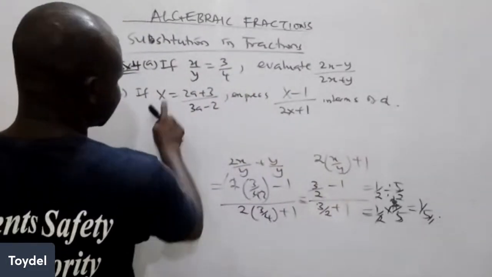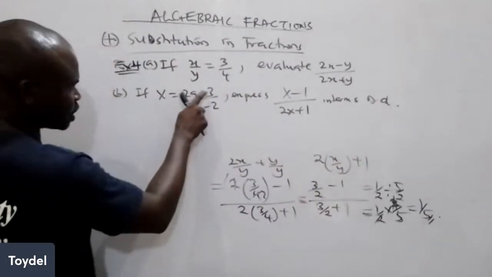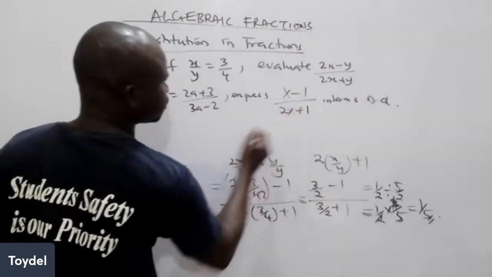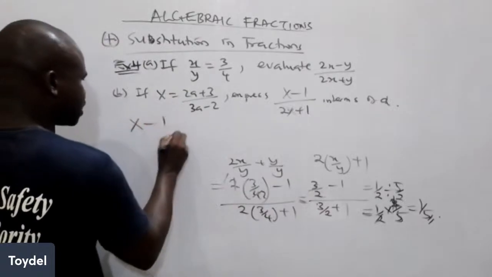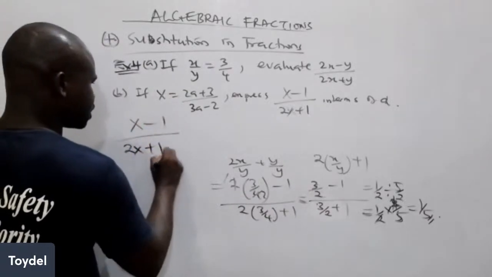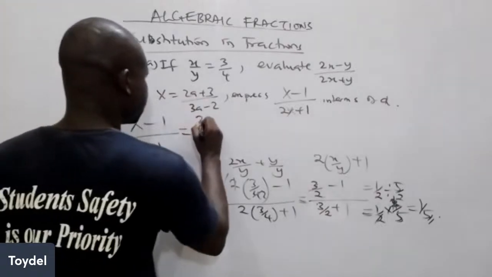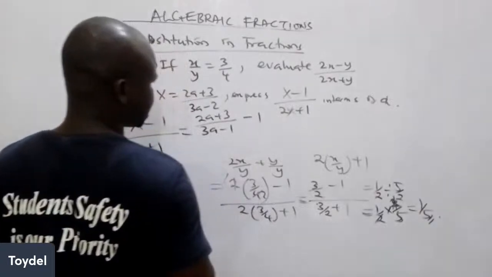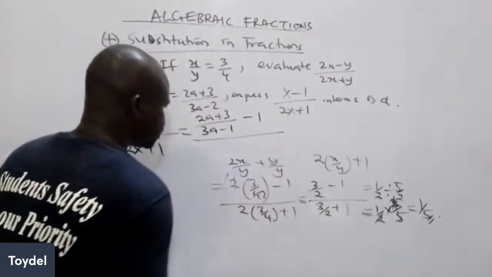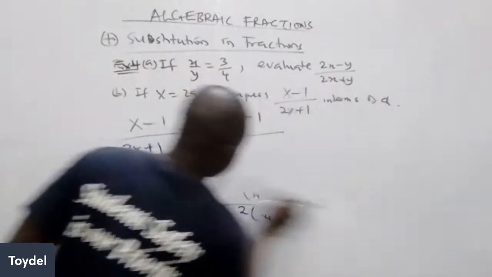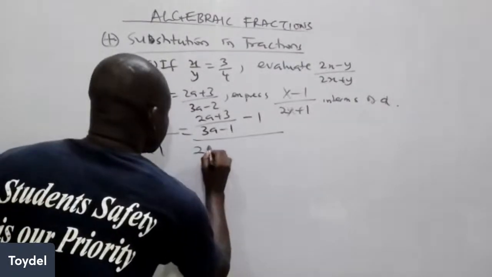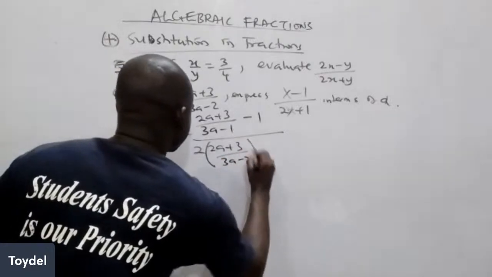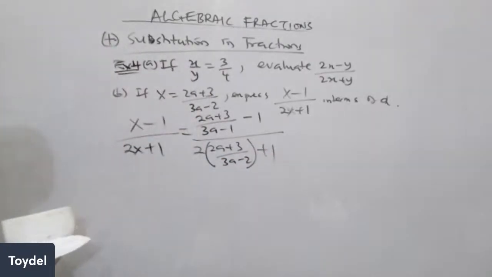The second one, we are given x as 2a plus 3 all over 3a minus 2. So wherever I see x here, I will change it to that value. So x minus 1 all over 2x plus 1 is going to give me, instead of x now, 2a plus 3 all over 3a minus 2, minus 1. That's the numerator. All over 2 into brackets 2a plus 3 all over 3a minus 2, then plus 1. That's what I'm going to get.